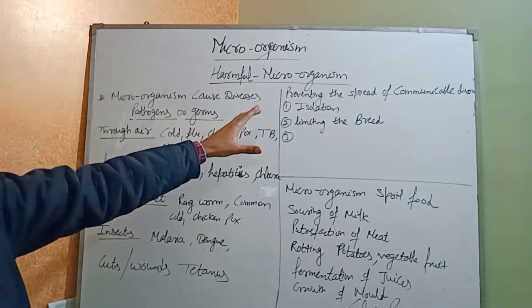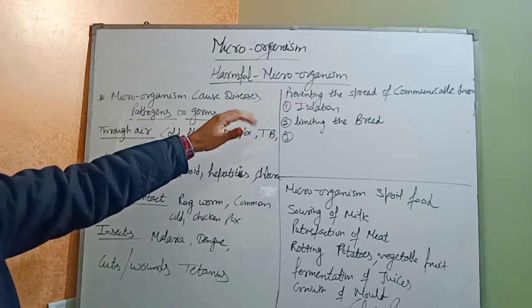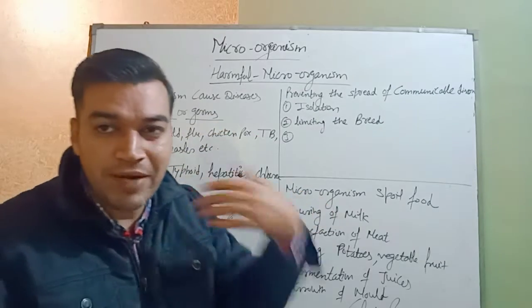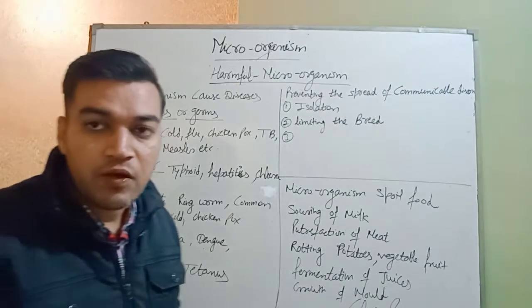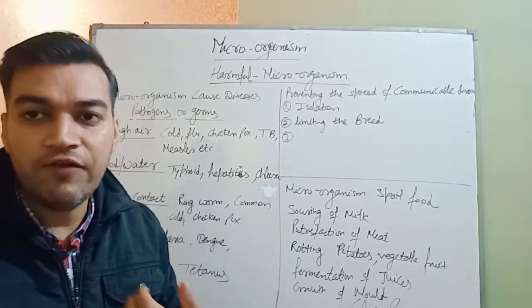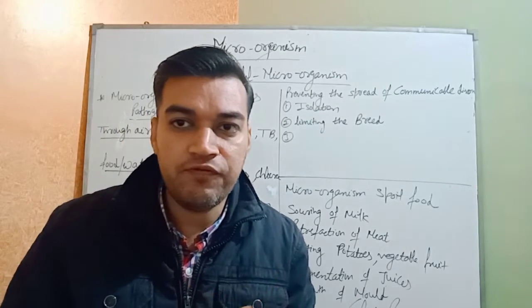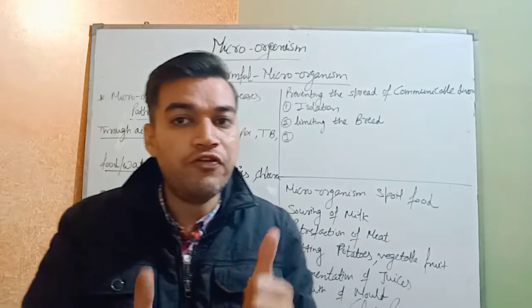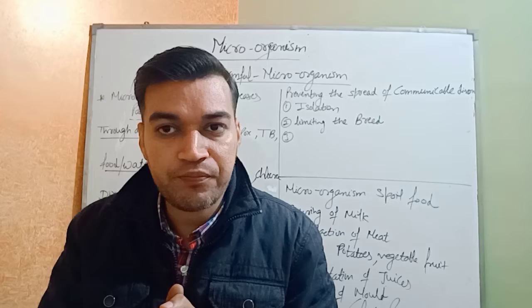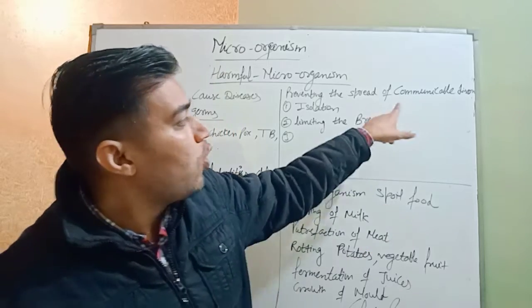But how can we stop the spread of these pathogens or germs? We have many methods, many ways with the help of which we can easily stop the spreading of these microorganisms. But first, a term: communicable disease.